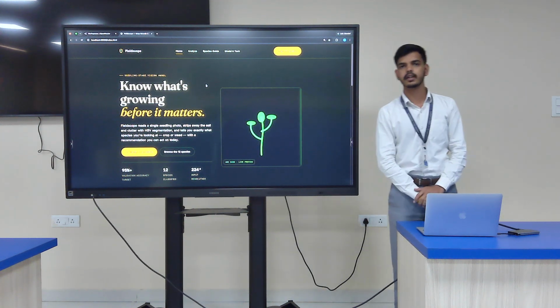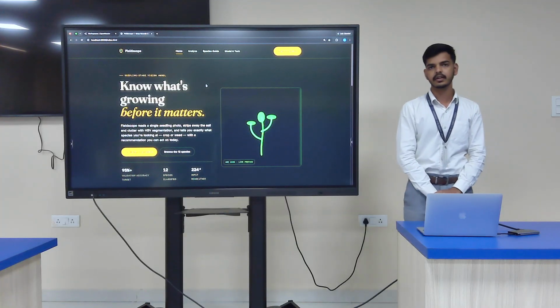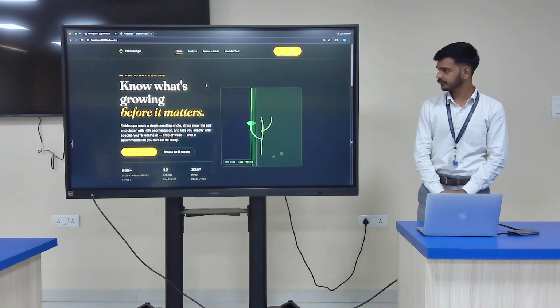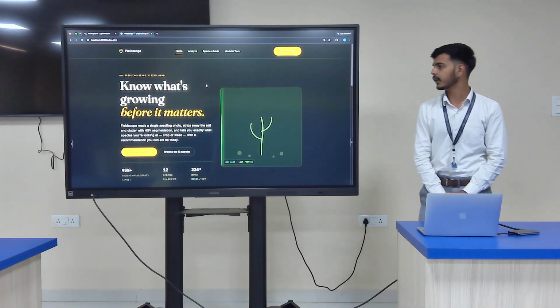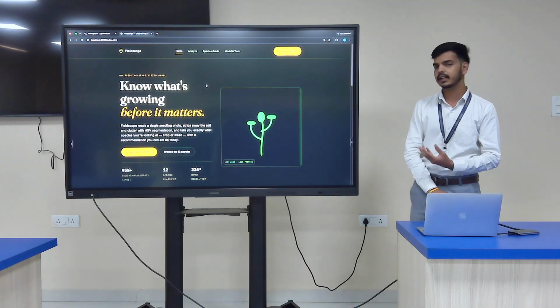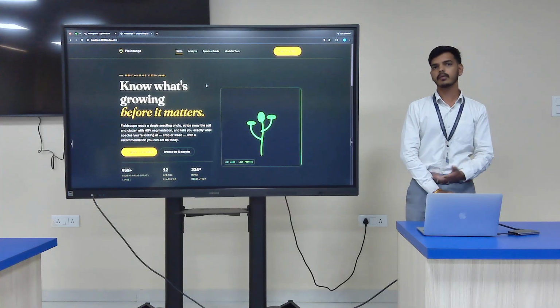I'm from Christ University, Kengeri campus, currently pursuing BTech in Computer Science and Engineering, CSE core. My Samsung capstone project is FieldScope, which means we'll be detecting at the seedling stage itself if that particular crop is an actual crop or a weed.